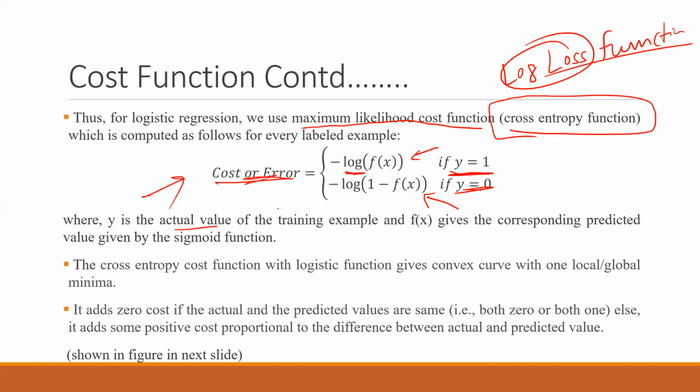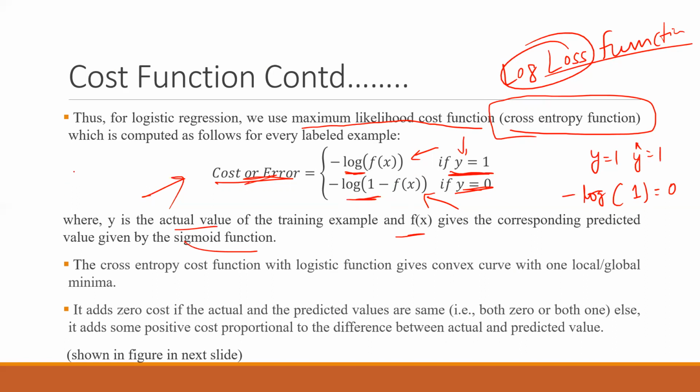Here y is the actual value in this function. Y is my 1 or 0, and f of x gives the corresponding predicted value, whatever my output is. So if my actual value is 1 and the predicted value is also 1, actual and predicted both are 1, in this case my log of f of x is log of 1, which is actually 0, right? Log 1 is 0.